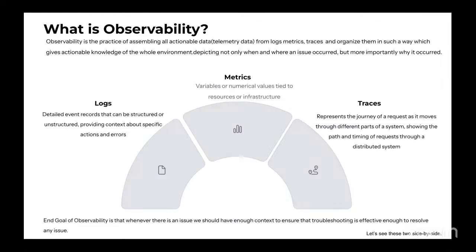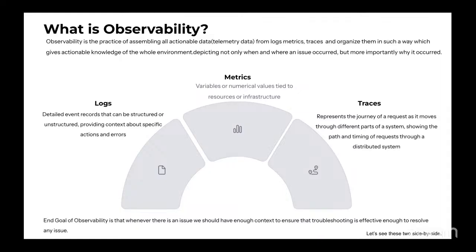Then you can trace one of those transactions that actually brought that error, to see which service it occurred in, to pinpoint what is actually happening at that point. So it gives you a deep level of understanding of what's actually going on in your infrastructure. As you mentioned, the end goal is to provide enough context for you to resolve any issue very effectively and very fast in the environment.